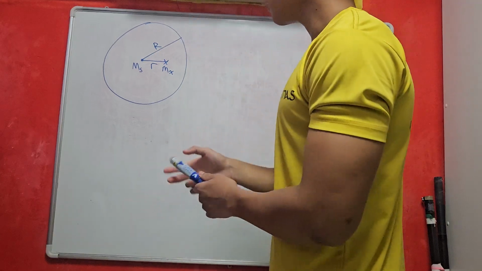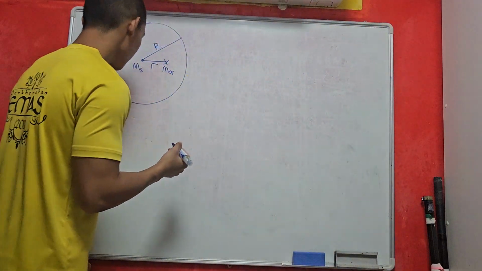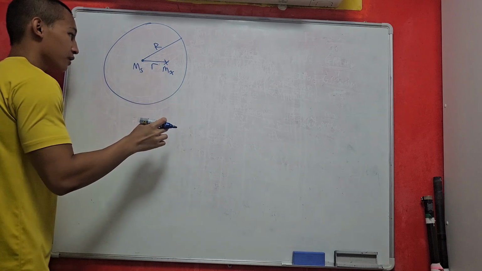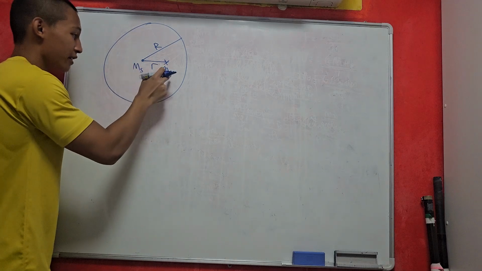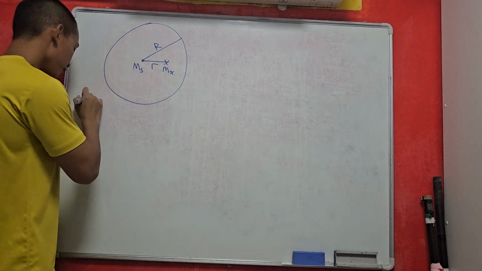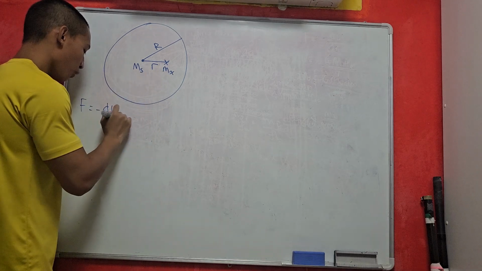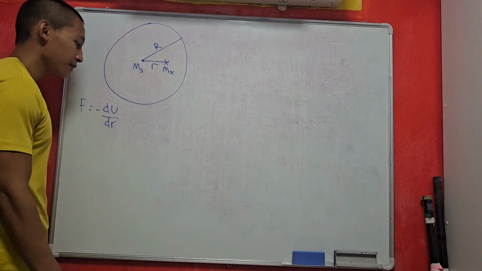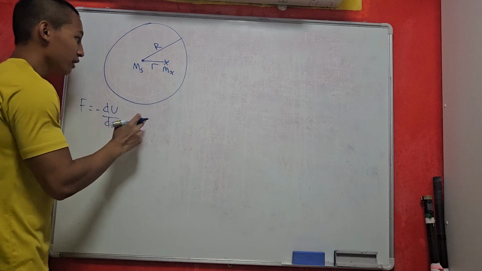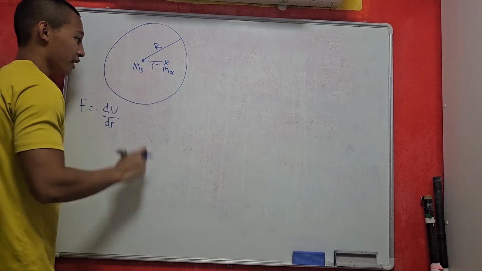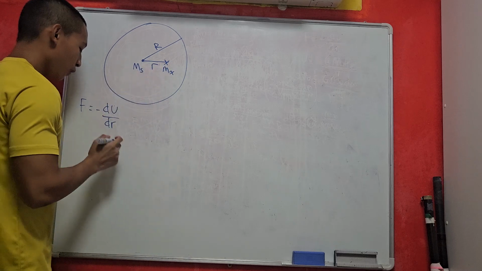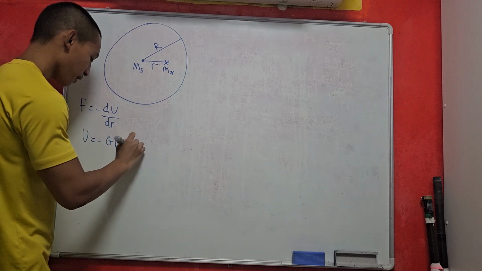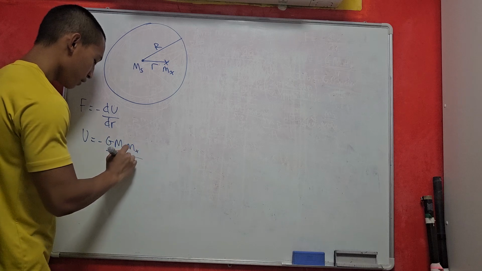Now, to tackle this question, let's start by writing down the equations first. We want to find why the gravitational force inside is zero, right? So by Ms on Mx, we can say that F is equal to negative dU over dr, where U is the gravitational potential energy, and r is just the distance between Mx and Ms. We also can say that U is equal to negative G Ms Mx over r.